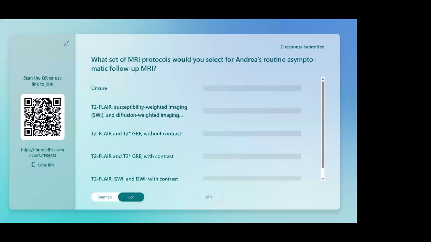So, in fact, my question here would be, what set of MRI protocols do you think she should receive? And I'm giving you some choices. It's fine if you're not sure, you can actually say you're not sure. Otherwise, you can go over those different sequences and choose whichever you think is going to be the right one.